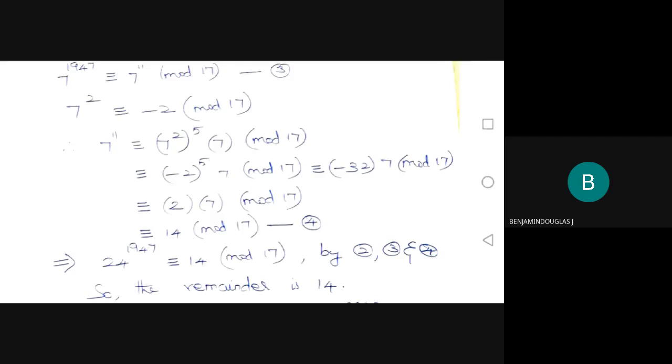Actually 7 power 11 is congruent to 7 power 1947. But 7 power 1947 is congruent to 24 to the power 1947. So therefore 24 power 1947 is congruent to 14 under mod 17. So when 24 to the power 1947 is divided by 17, you get the remainder 14. So just go through the problem. If you have any doubt, you can ask me.